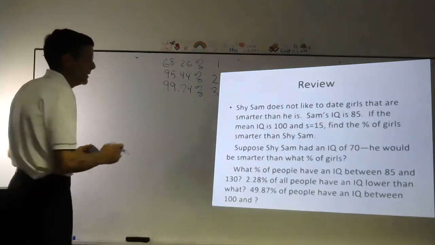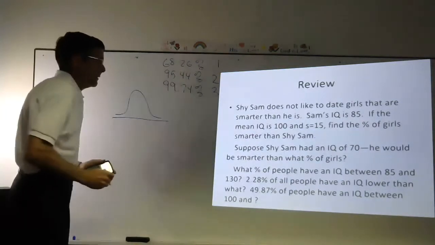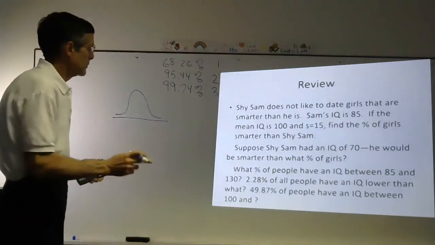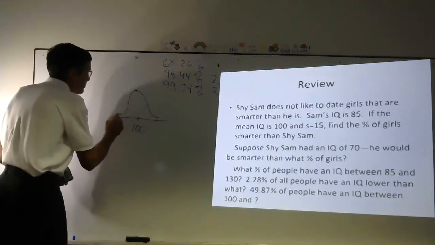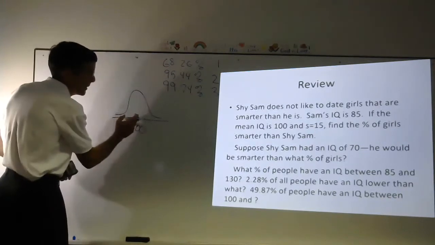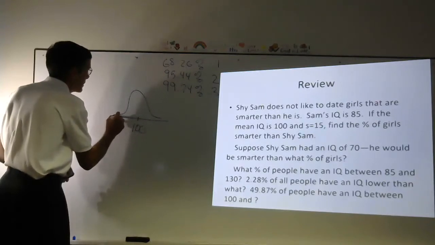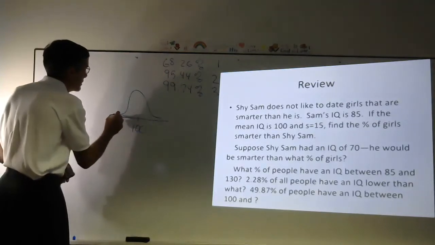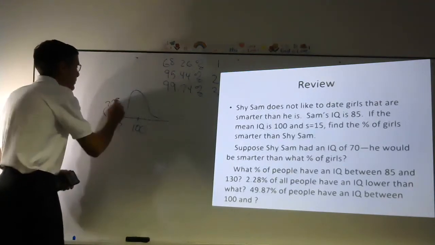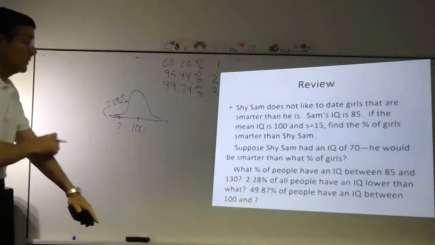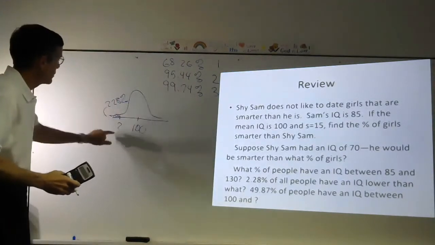Next picture. 2.28% of all people have an IQ lower than what? Okay, so here's 100. 2.28, we know it's 50% up to 100. So 2.28 is going to be way out here. So there's some IQ that this shaded region is 2.28%. Are you with me? So 2.28% of all people have an IQ lower than what?